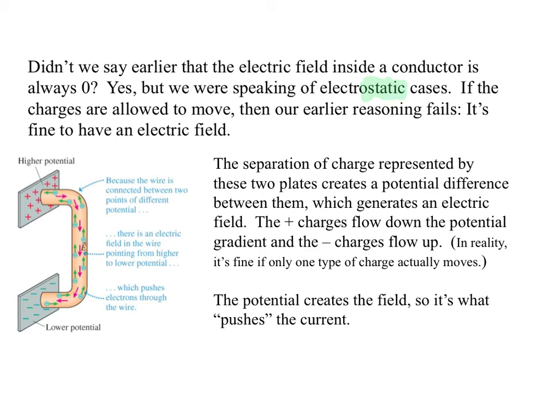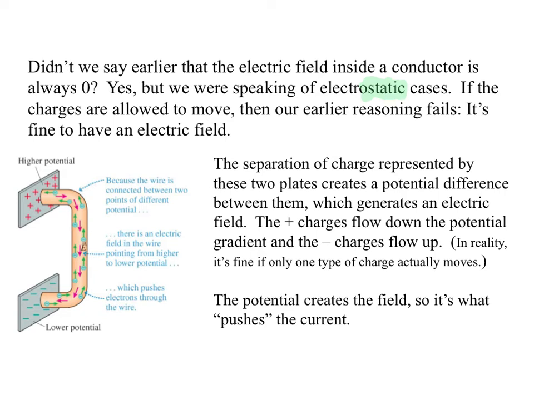Because there's a potential, there's also an electric field. So if we put a conductor here, there is an electric field threading through it. And so the positive charges will want to move along that field and down to the negative plate, and negative charges will want to move along that field and up to the positive plate. Remember that electrons move opposite the fields and therefore up potential gradients.